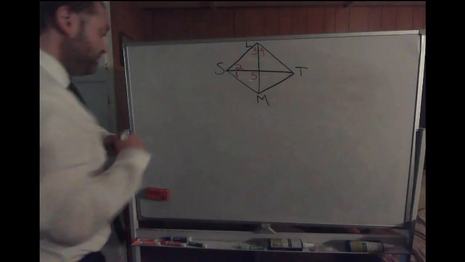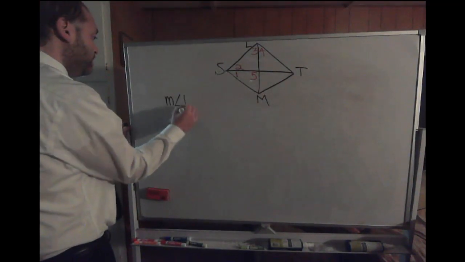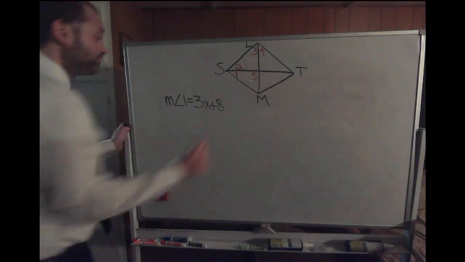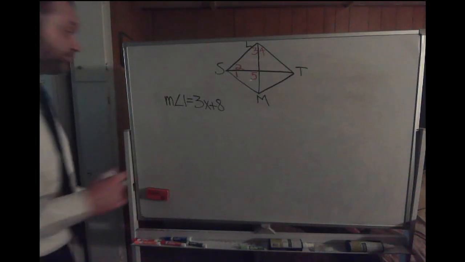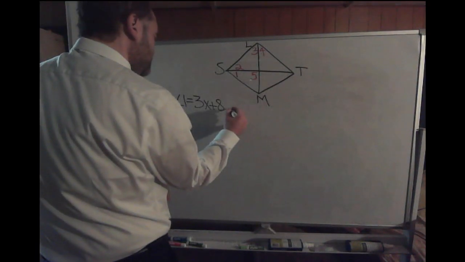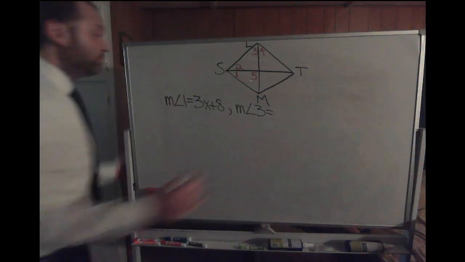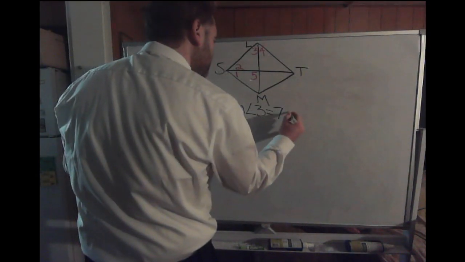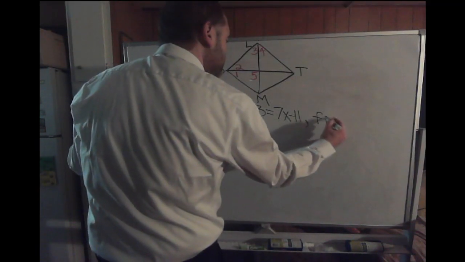Okay, so what do we have now? We have the measure of angle 1 equals 3x plus 8. The measure of angle 3 equals 7x minus 11. Find x.